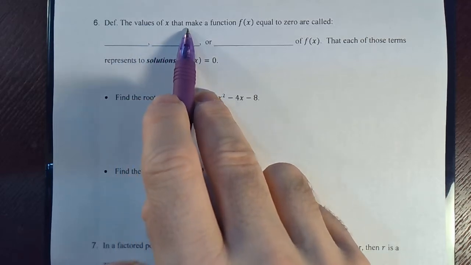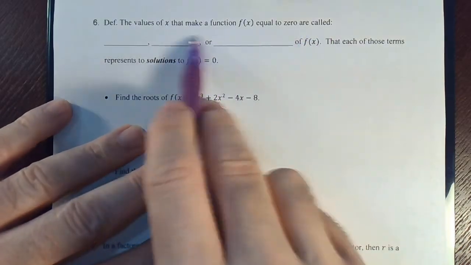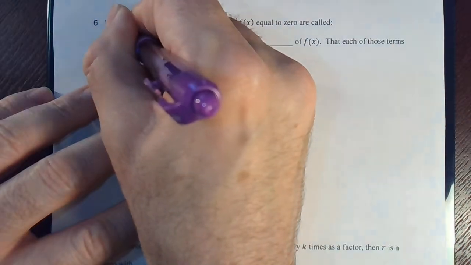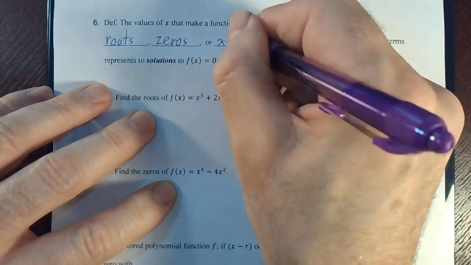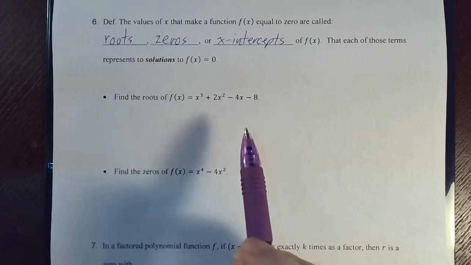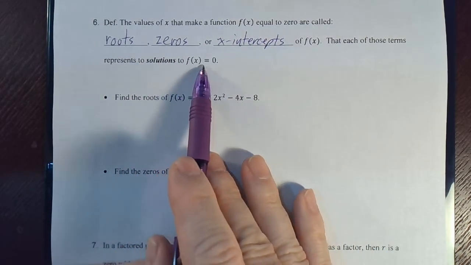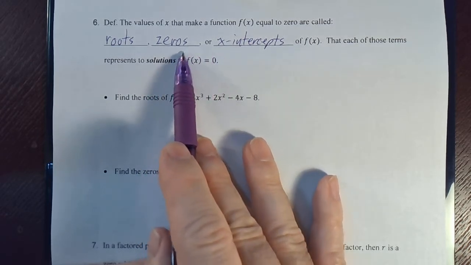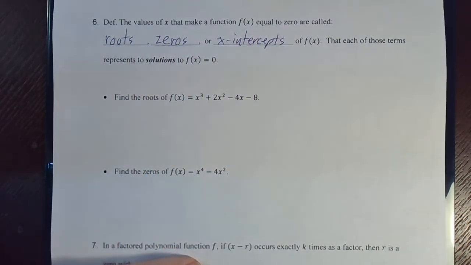The values of x that make a function equal to 0 are called, and there are about 3 terms here, roots, zeros, or x-intercepts. They all basically mean the same thing. And another term we would use is if you have the equation written out, f of x equals 0, we're just finding the solutions to this equation to get the roots, zeros, and x-intercepts.